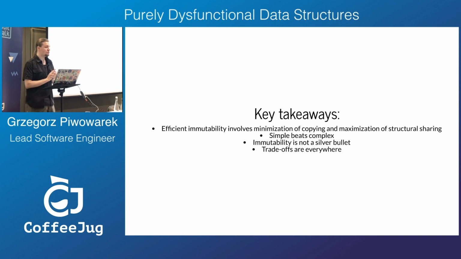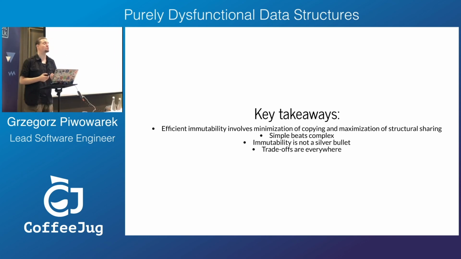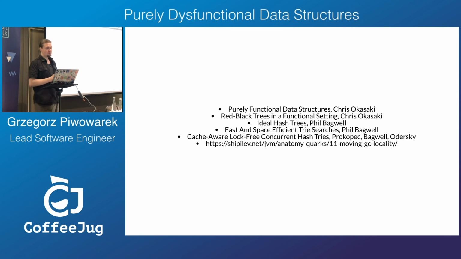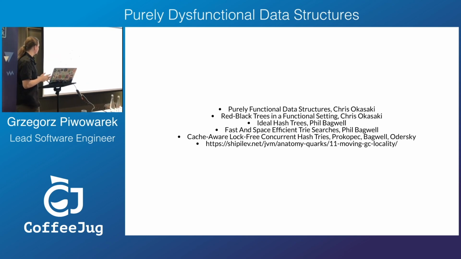Immutability is, as you can see, not a silver bullet. There are many use cases for simple mutable data structures. And remember that trade-offs are pretty much everywhere. So once you understand what's behind all of that, you should be able to make a conscious choice about where to go into it, where it will bring you actual value and not punish you for doing that. If you want to experiment a bit more, you can have a look at those few ideas.